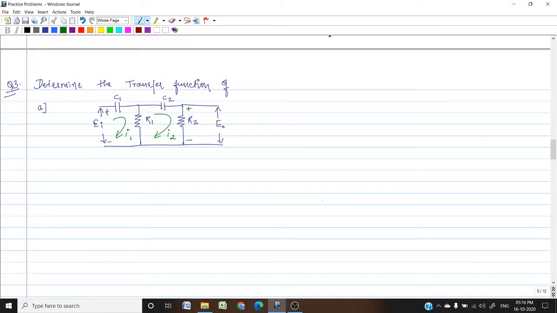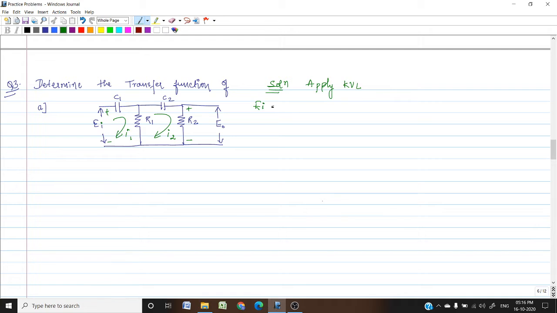The next question in the practice problem is to determine the transfer function of the electrical network shown. So we'll start with the solution. First step is to apply KVL to both the loops. So with that, I'll write the KVL equations.